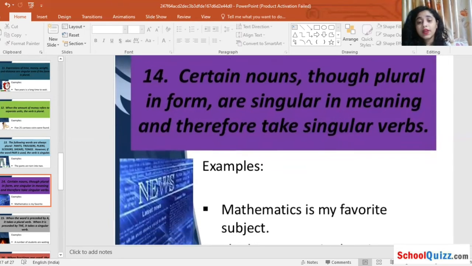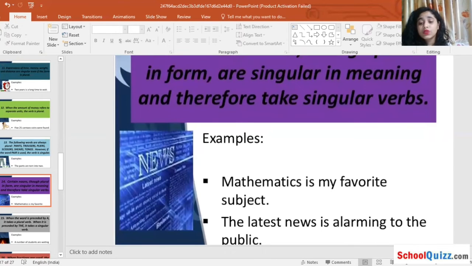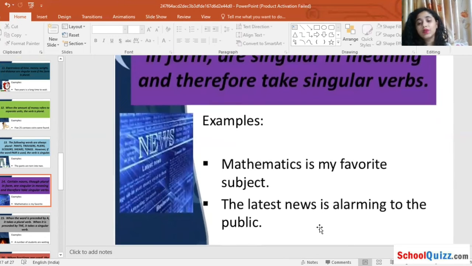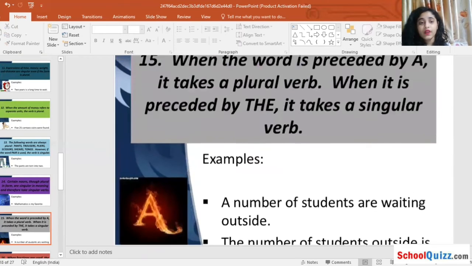Okay. So it will be like, mathematics is my favorite subject. The latest news is alarming to what? Public. Okay. So is is included here. Why? Because news includes S, but still it is singular, as we have given latest. So the subject verb included over here is singular. Okay. Moving on towards our rule number 15.